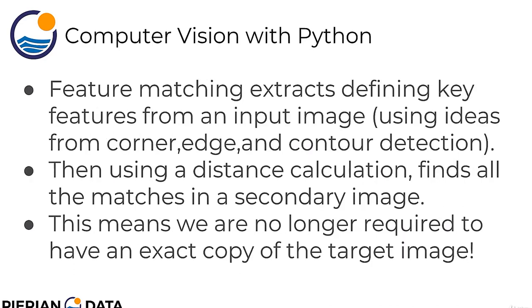What feature matching does is it basically extracts defining key features from an input image using a lot of the techniques that we've already learned, things like corner, edge detection, and contour detection. And then using a distance calculation, it's going to find all the matches in a secondary image. What this means is we are no longer required to have an exact copy of the target image within the secondary image. So going back to that dog example, I can now get some sort of generic picture of that dog's face looking to the side, and we can then use feature matching to see if we have some sort of likely feature match in a larger image. I no longer need that exact template to be there.